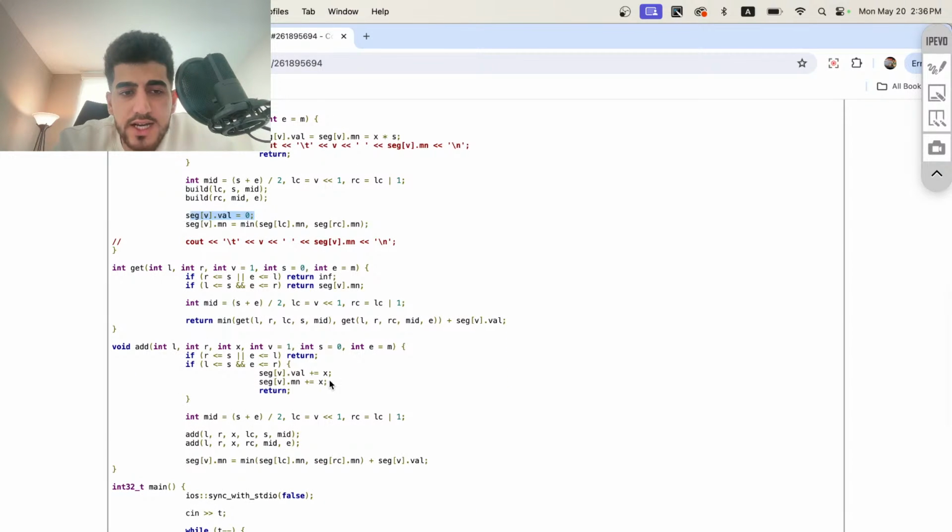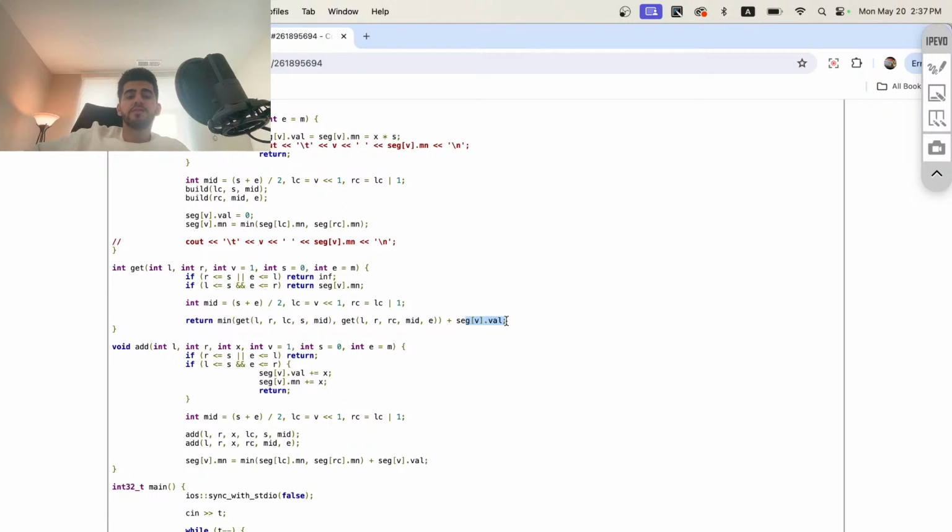And then in my get function, first I say that if r was less than or equal to s or e was less than or equal to l, return inf. If l was less than or equal to s and e was less than or equal to r, return seg of v dot mn. Otherwise, return minimum of this get and this get plus the additional value that this node adds, right?